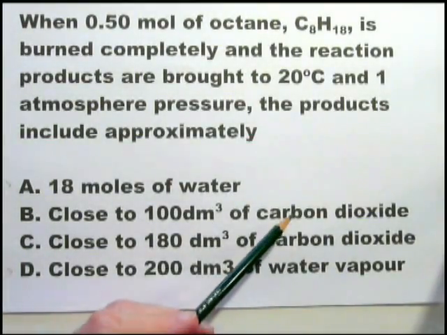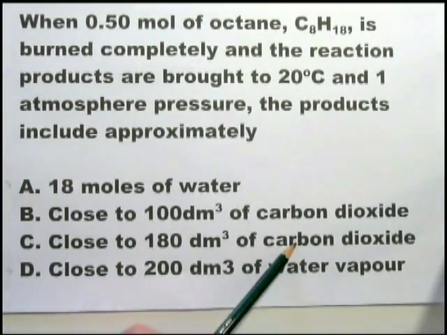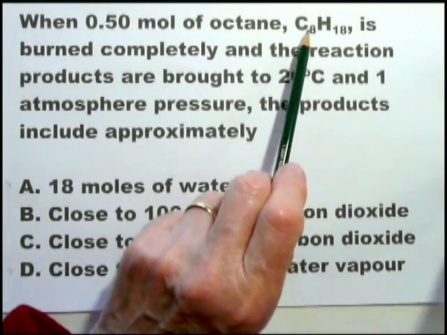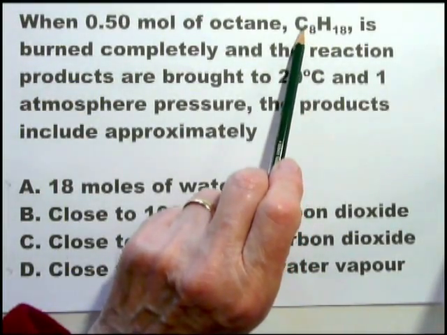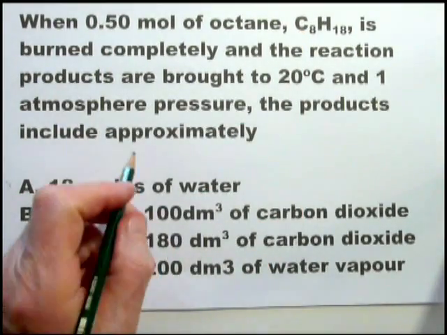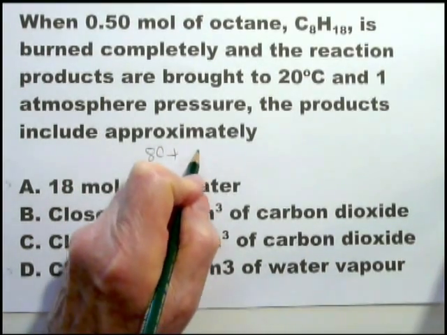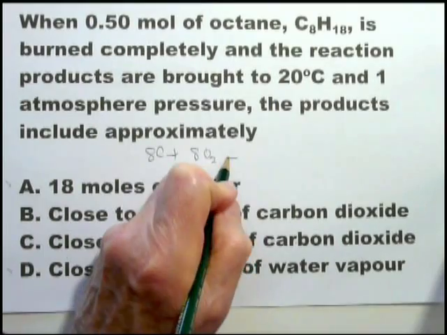So really all you need to look at is the carbon dioxide. So let's look at carbon dioxide. We've got 8 carbon atoms. They will produce 8 moles of carbon dioxide. So 8C, you don't have to write any of this down, you just do it in your head.